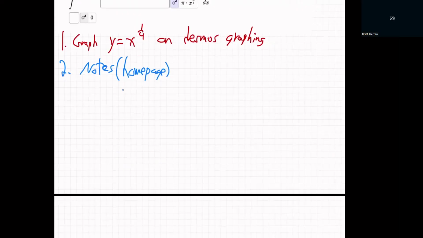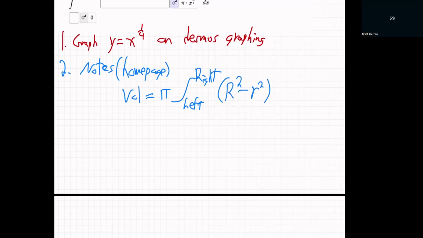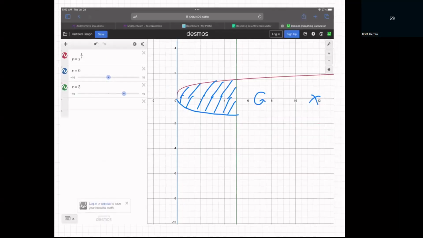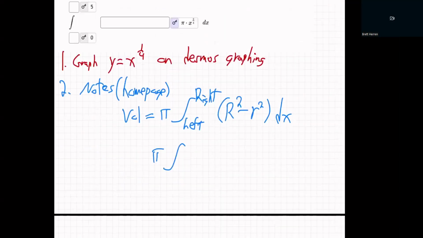So the volume will equal pi integral from left to right of capital R squared minus little r squared dx. Okay. So let's just do that formula, then I'll talk about why that is true. So it's pi integral left to right. That's pretty easy. You can see right on here, this is the left, this is the right. It's going from 0, this is really 5 here. 0 to 5, the left side, right side. So 0 to 5. What is capital R squared?